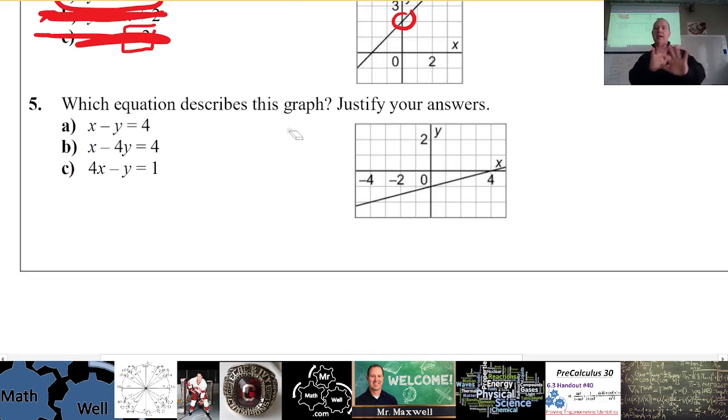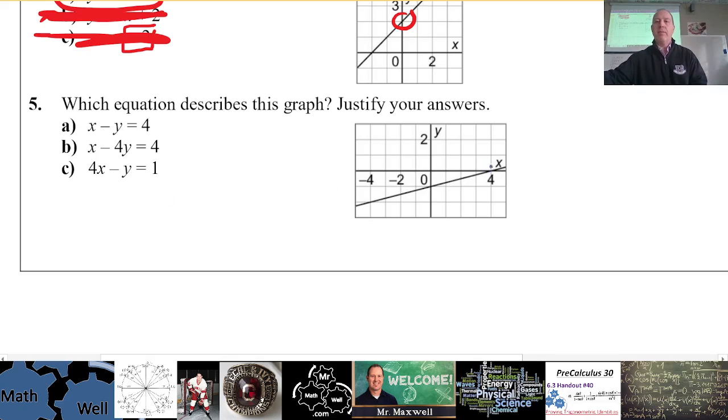Okay, number 5, finally number 5 here. Which equation best describes the graph? Justify your answers. Okay, now I don't see y equals mx plus b here. And I like y equals mx plus b. It's fairly easy to get y by itself. You might have to do a couple operations, right? You might have to isolate. But you don't have to do it that way. You could test some points that are on the graph, right? Remember we did that?